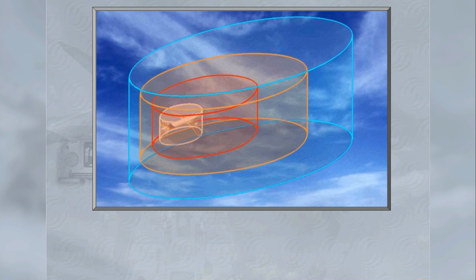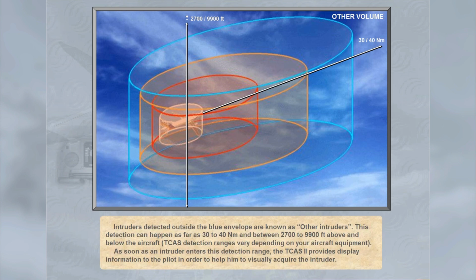Intruders detected outside the blue envelope are known as other intruders. This detection can happen as far as 30 to 40 nautical miles and between 2,700 to 9,900 feet above and below the aircraft. TCAS detection ranges vary depending on your aircraft equipment. As soon as an intruder enters this detection range, the TCAS 2 provides display information to the pilot in order to help him to visually acquire the intruder.